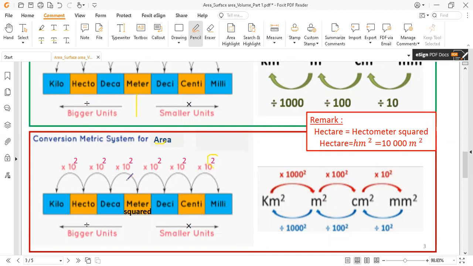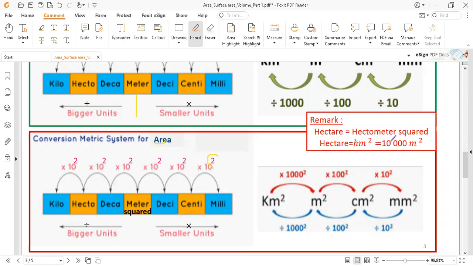But you should know that the conversion in the metric system for area is with a square. So for each next unit, if we are going from right to left, we have to divide, or if we are going to smaller units, we have to multiply by 10 squared. Okay, it is easy to know that a hectare is the hectometer squared.